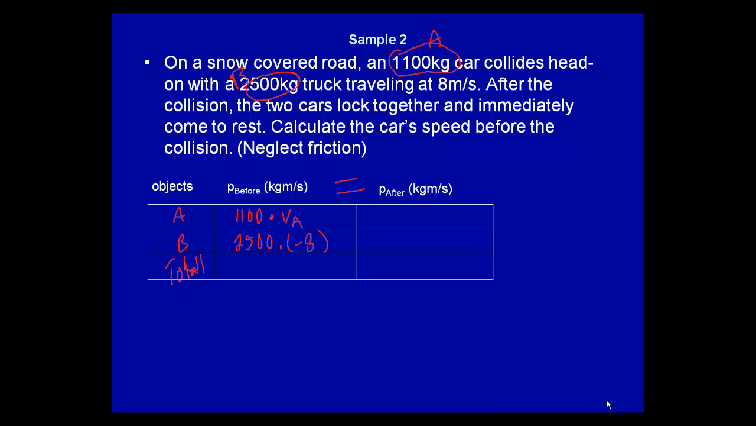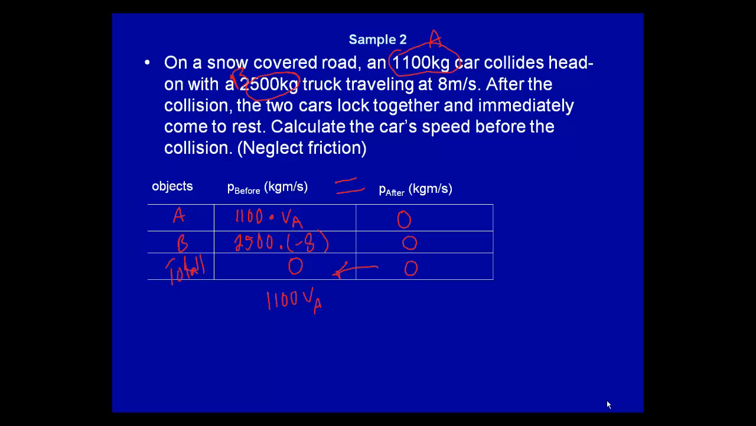Now here's the key thing. After the collision, the two cars lock together and immediately come to a rest. If they immediately come to a rest, we know the momentum afterwards is zero, and it's zero for everything. The truck stopped, the car stopped, both of them stopped together. If that's zero, we know that that's zero. So we have two numbers adding up to zero. Obviously one of them has to be negative. That's the reason that direction had to be negative earlier.